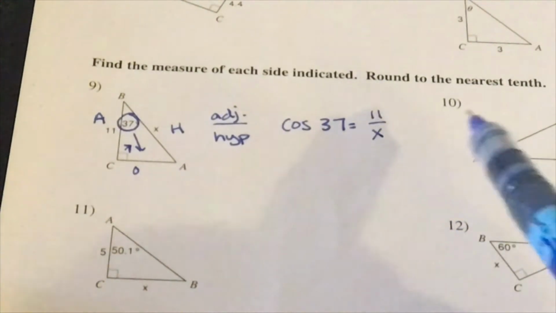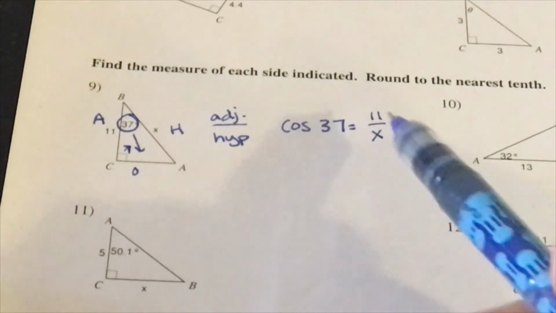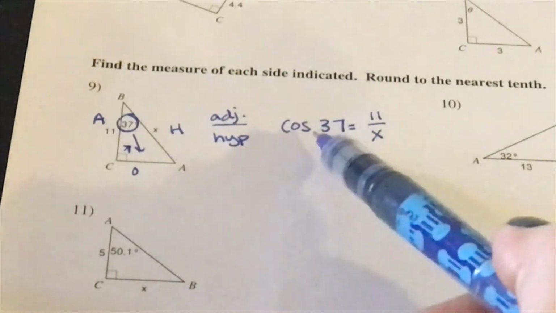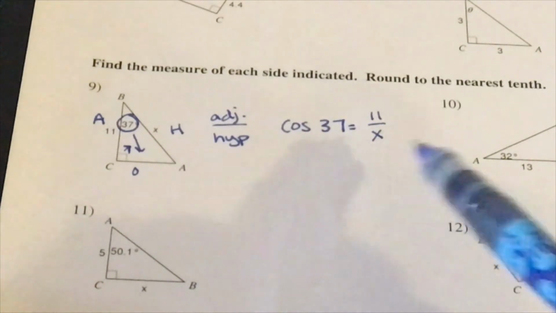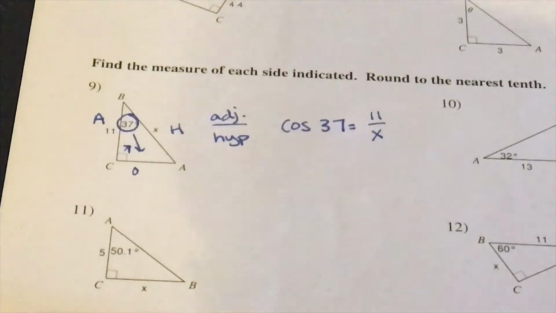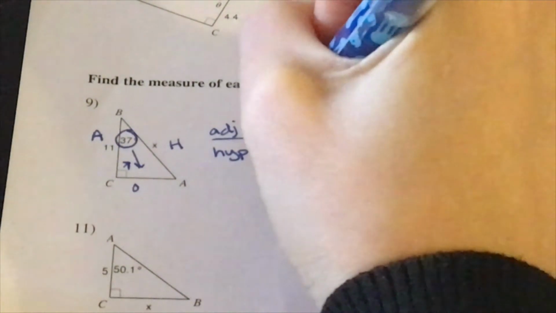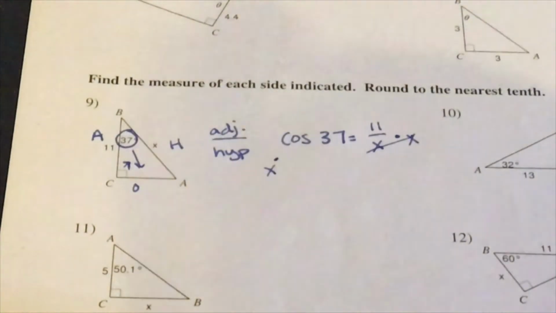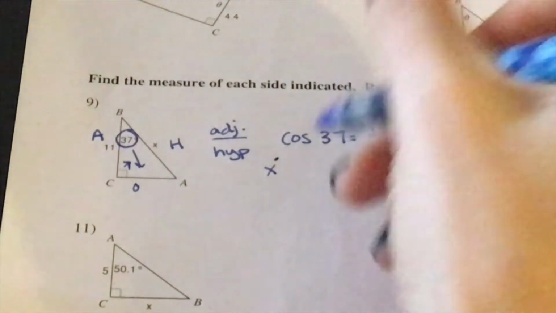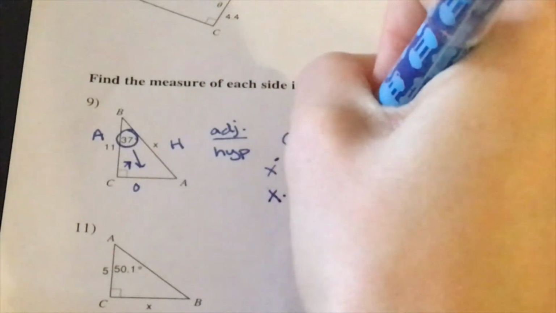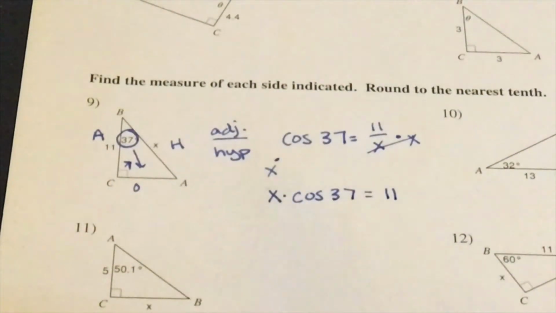Sometimes when you set this up, x is in the numerator and sometimes x is in the denominator. If x was in the numerator, you would just multiply by whatever was on the bottom on both sides. In this case, we need to multiply by x to get rid of it, because I don't want my x stuck in this denominator prison. X times the cosine of 37 equals 11.